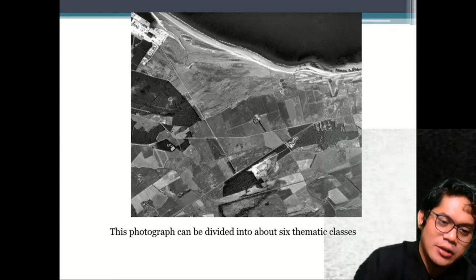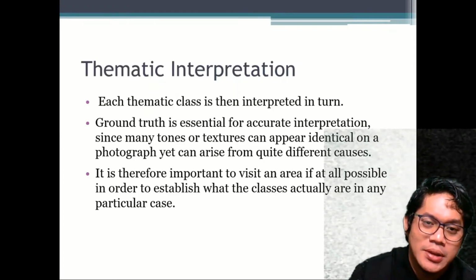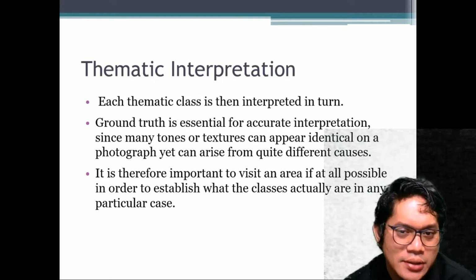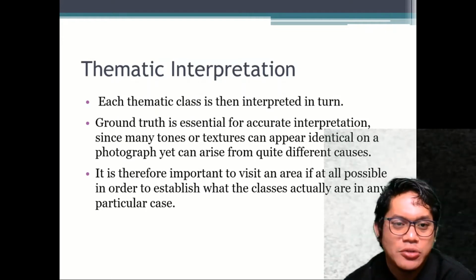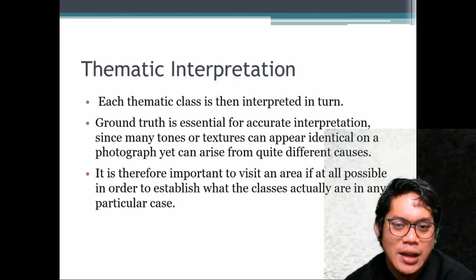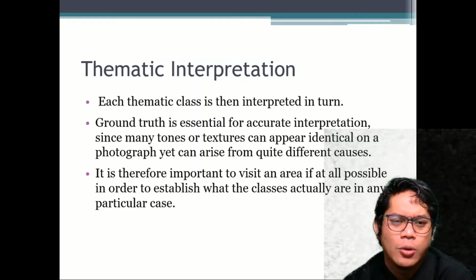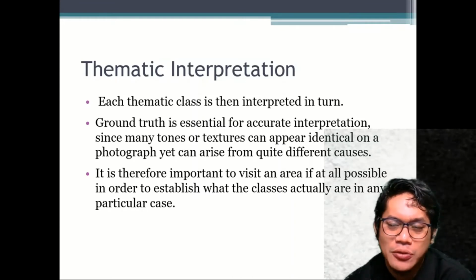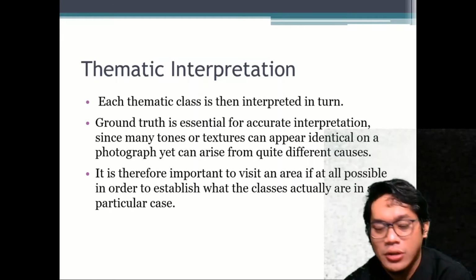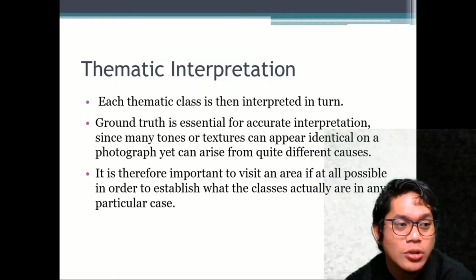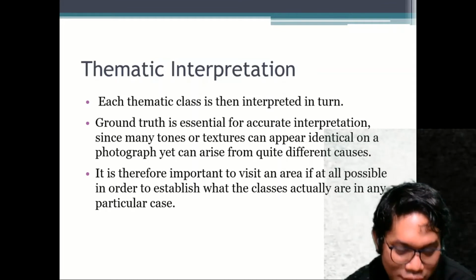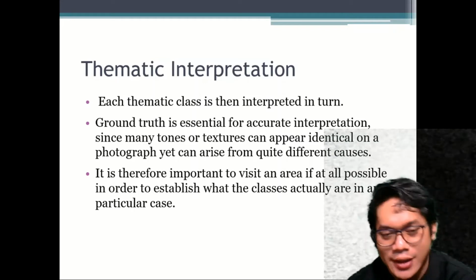Okay, taking this photograph here, it can be divided into about 6 thematic classes. Each thematic class is then interpreted in turn, and of course ground truthing is essential to do the accurate interpretation, since many tones or textures can appear identical on the photograph. What is ground truthing? Meaning to say, after you're done with the first thematic classes, you identify, you estimate it, you go to the ground, go to that particular point, you validate it. If it's the same, it's good. If it's wrong, you have to go back and reanalyze it again.